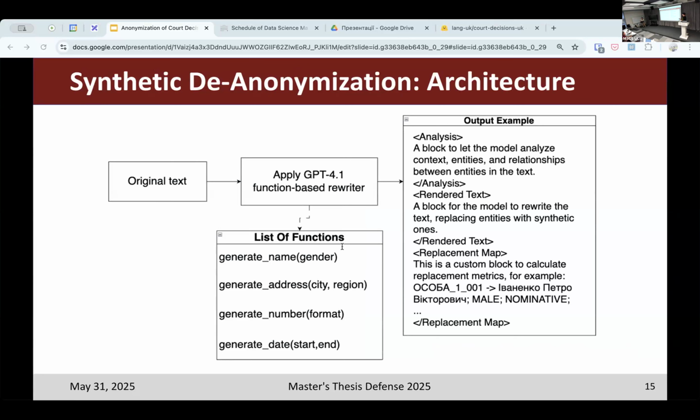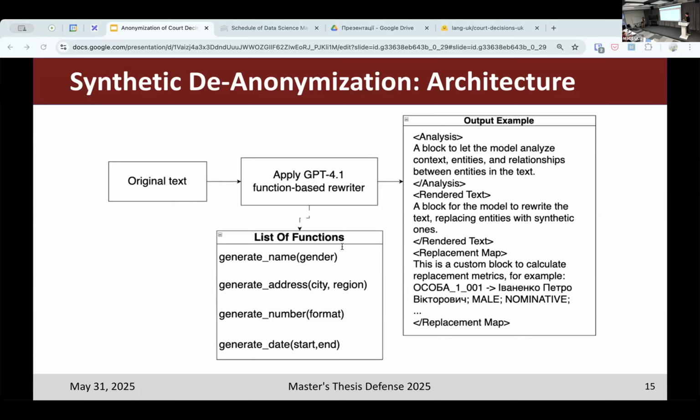And here's a high-level overview of the synthetic de-anonymization solution. You can see that we have a function-based rewriter that we powered with a set of functions defined in the code, but we let this rewriter call these functions while rewriting the text, and instead of creating its own substitutions, we use these functions and available resources to generate realistic substitutions. For example, to generate name, we let LLM provide a gender attribute for realistic substitution based on the context.